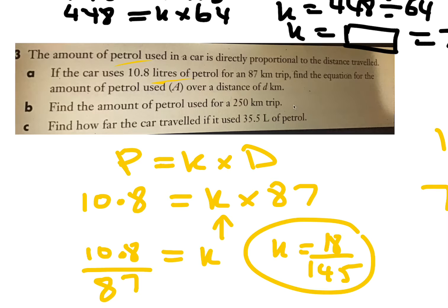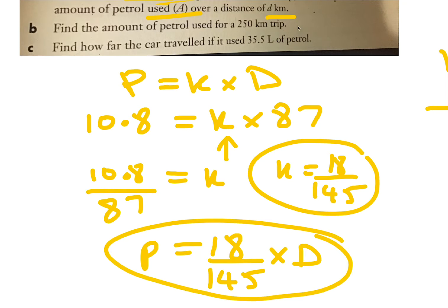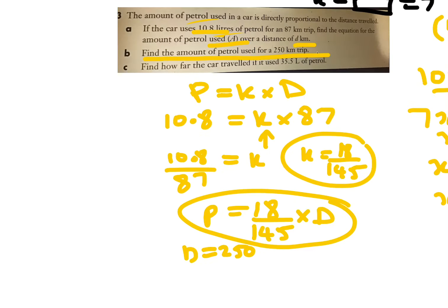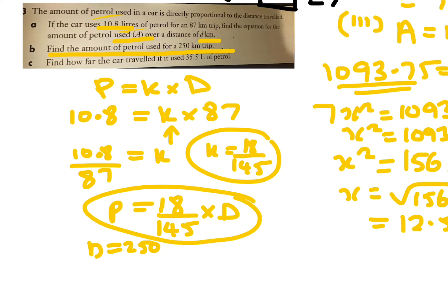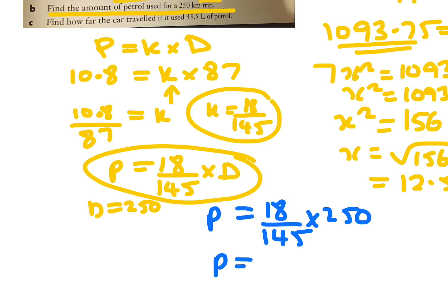That's litres. I'm just checking my units. They are kilometres. Yep, litres. Okay, so that means that P equals 18 on 145 times D. Not very nice numbers. Now we can use the equation. So find the amount of petrol when the distance is 250. So the petrol is 18 on 145 times 250. That means that your petrol will be 31.0 litres approximately. So that's for part B.